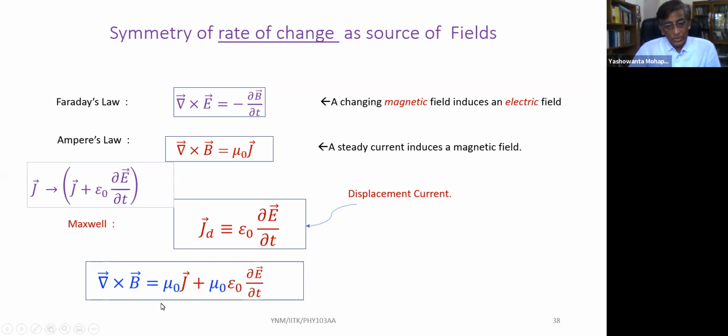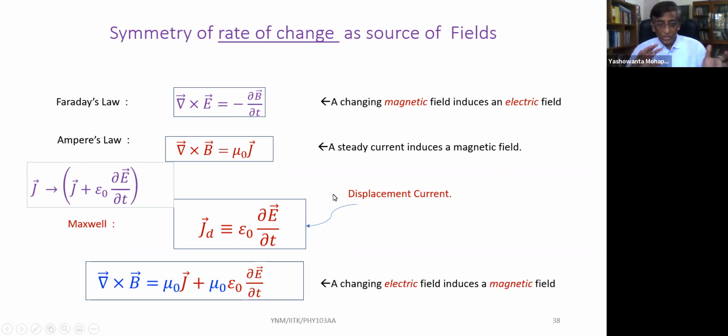Now this is the new term, and so a changing electric field induces a magnetic field. Suppose J is 0. Even then, del cross B is mu naught epsilon naught del E by del t, and del B by del t makes del cross E. So this is the symmetry: the rate of change of magnetic field can give rise to electric field, and the rate of change of electric field can give rise to magnetic field.